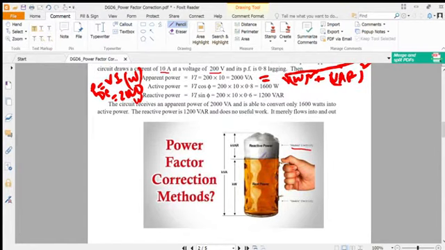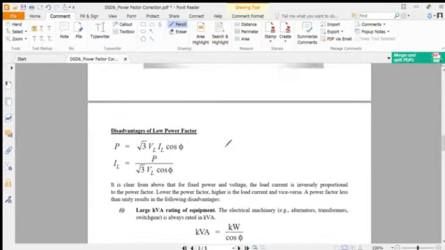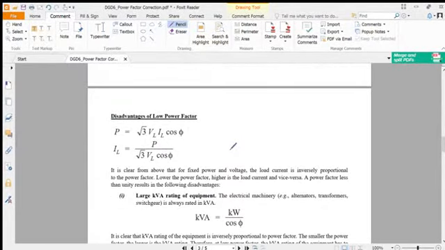Capacitor gives the negative reactive power that minimizes this portion. Let's see how it does. Before going to the power factor improvement, we will discuss the impact of power factor from several points of view.